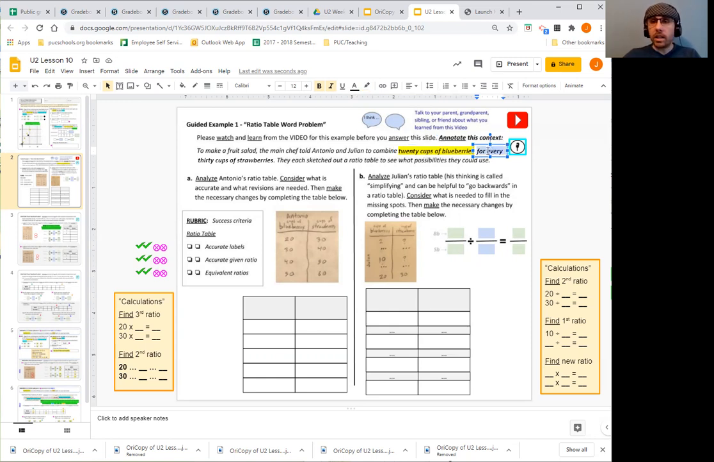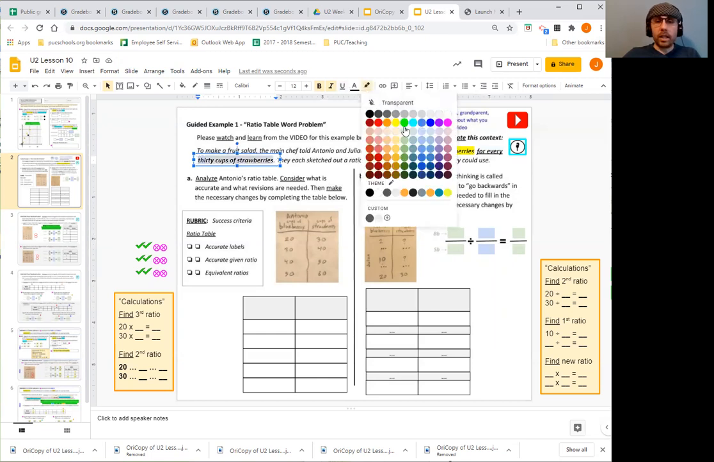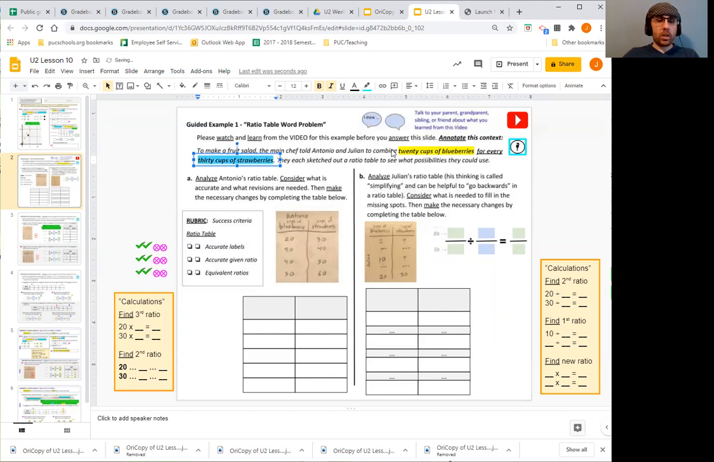For every is a key word, it is not an amount. And so it's really important that you underline that rather than highlight. So you can press Control U once you've selected it, or you can press the little U that's up here to underline. And then I see another amount, 30 cups of strawberries. I'm going to highlight that with blue just so that I can keep track of blueberries versus strawberries.